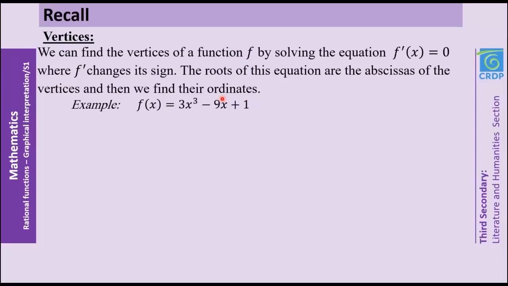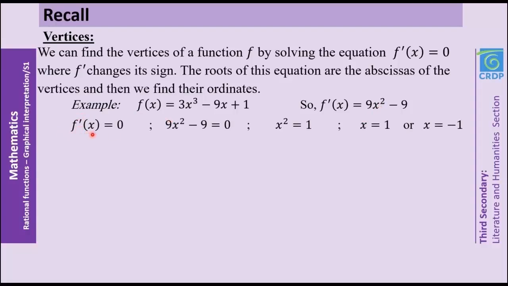Let's see an example. Here we have f of x equals 3x cubed minus 9x plus 1. Its derivative is 9x squared minus 9. We need to solve for f prime of x equals 0. The result was x equals 1 and x equals minus 1 are the abscissas for our vertices. Then we plug x equals 1 and x equals minus 1 into our f of x to get the ordinates. So (1, -5) and (-1, 7) are vertices for f.